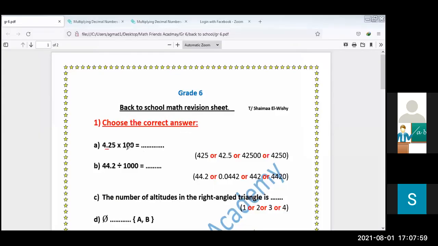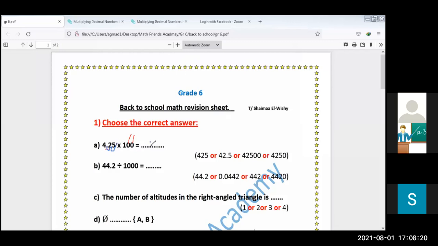Why 3? Do you have 3 zeros or 2 zeros only? Yes, I have 2 zeros here in the 100, so I will move how many steps? 2 steps to the right. So let's count together, Judy. 1, 2. So the decimal point will be here.